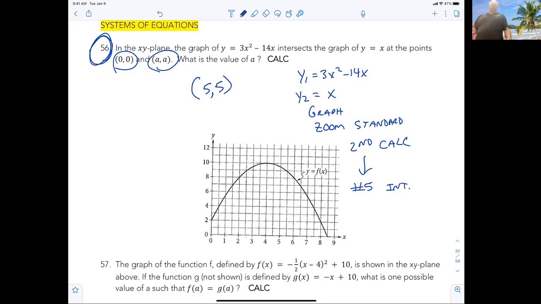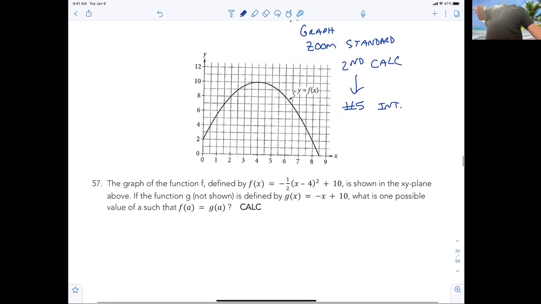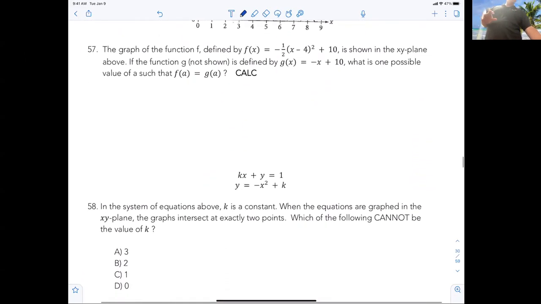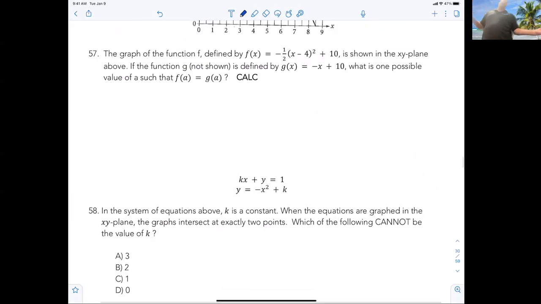Happy, happy. All right. So now, just as practice, because it's super important. This was a problem on the test. Number 57. All it is is typing in the calculator. Find the point of intersection. Everybody's doing that quickly. All right. Type it in. Calculate the point of intersection.